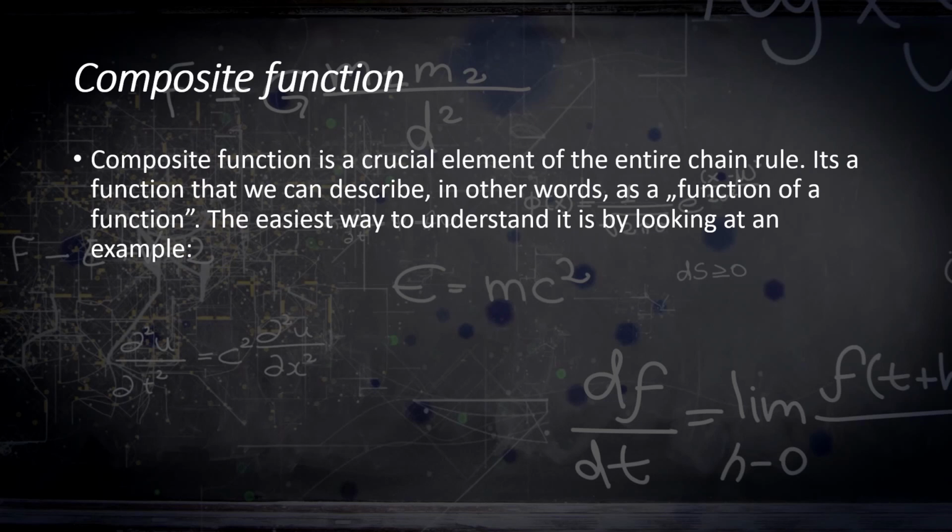In order to understand the topic fully, we also need to be certain about what a composite function is. It's actually a crucial element of the entire chain rule. It's a function that we can describe, in other words, as a function of a function. And the easiest way to understand it is by looking at an example.